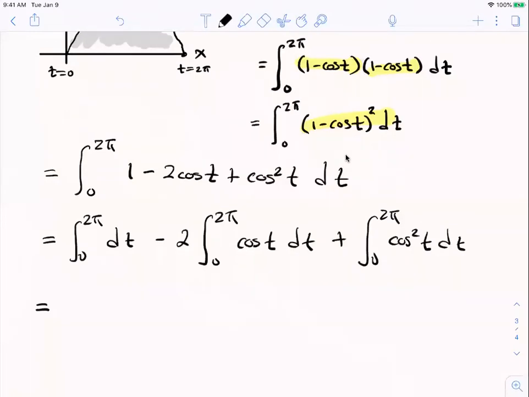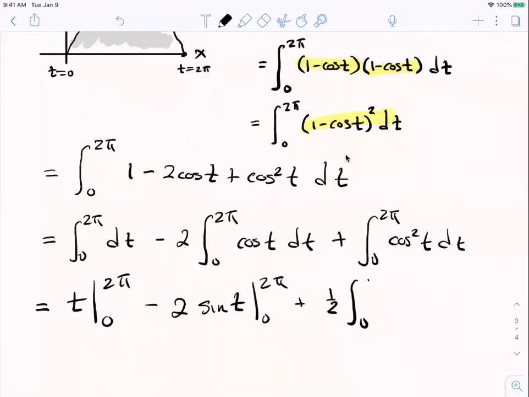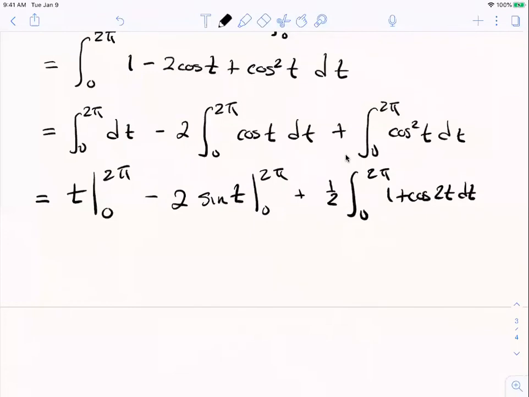Let's start handling them. The antiderivative of 1 is just t, so you're going to evaluate that from 0 to 2 pi. The antiderivative of cosine is sine. So I have sine of t, negative 2 times it, from 0 to 2 pi. And then what about the cosine squared? Well, we have to use that trig identity: cosine squared t is 1/2 times 1 plus cosine 2t. Okay, so that's not a done integral yet, but we can start on the next line.